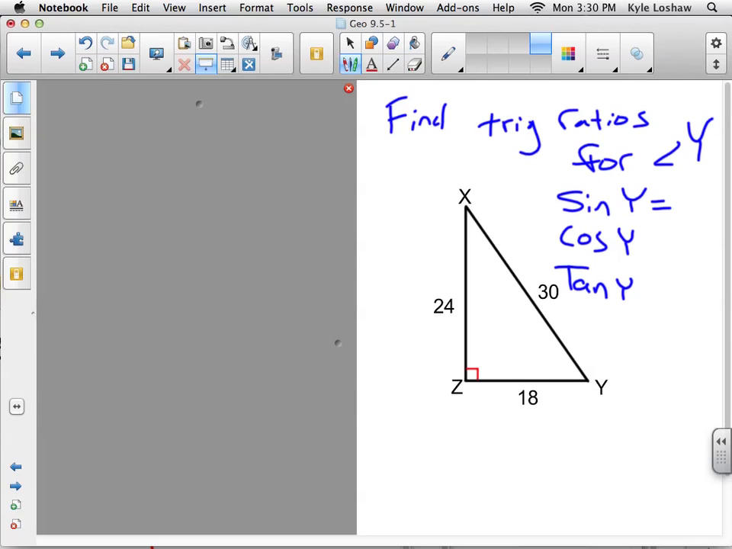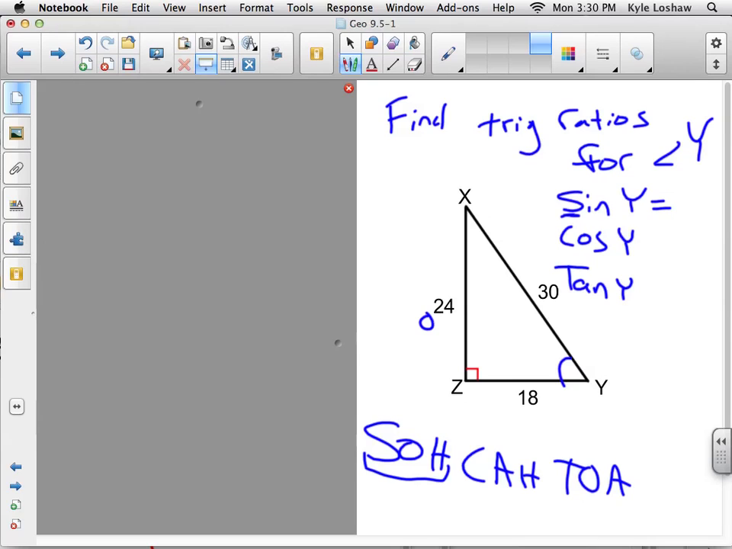Again, it's a ratio. Here's angle Y. The sine, what is sine? Remember, we had this saying. What's our big saying? It's SOHCAHTOA. Sine is our SOH portion, so the sine is our opposite over hypotenuse. We know our hypotenuse, so the sine is going to be 24 over 30.